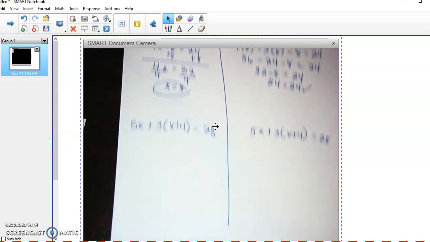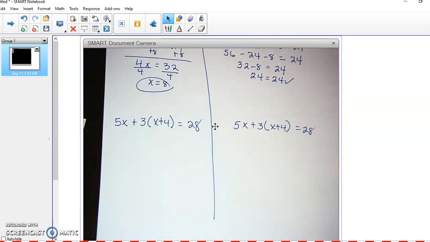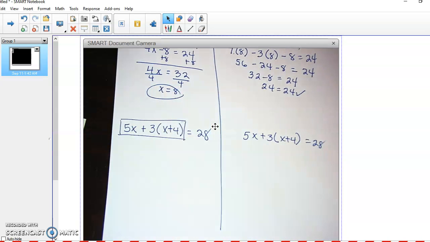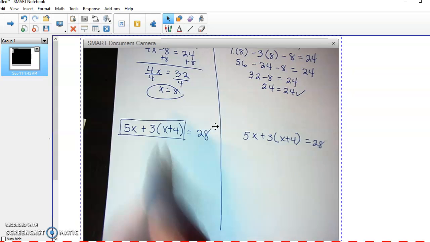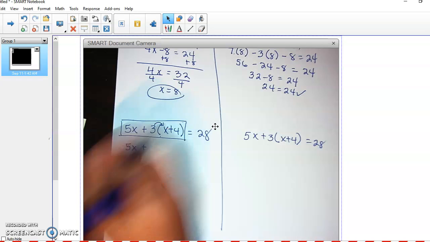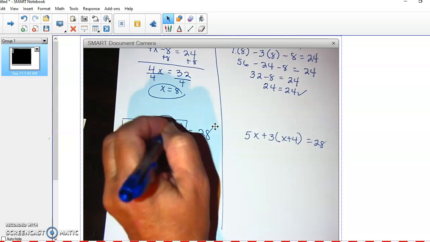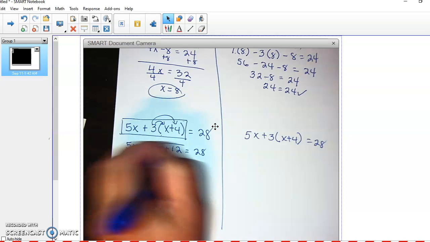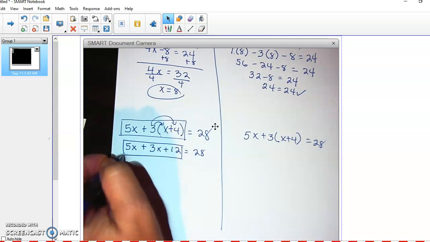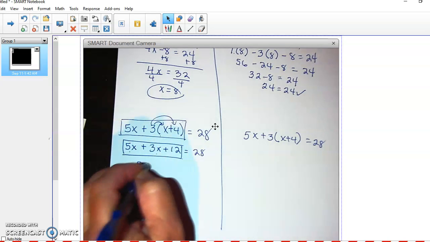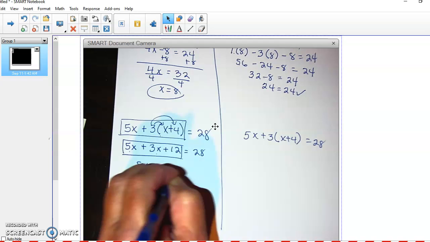The next one says 5x plus 3 times the quantity x plus 4 equals 28. So you're going to look on this side of the equation. When you make your box, ask yourself, is there anything I can do inside that box? I have the distributive property, so let's rewrite this. 5x plus 3 times x is 3x, and 3 times 4 is 12. It looks kind of long again, so I'm going to draw another box and ask, is there anything I can do inside that box before I start solving? I can add the 5x and the 3x, which gives me 8x plus 12 equals 28.